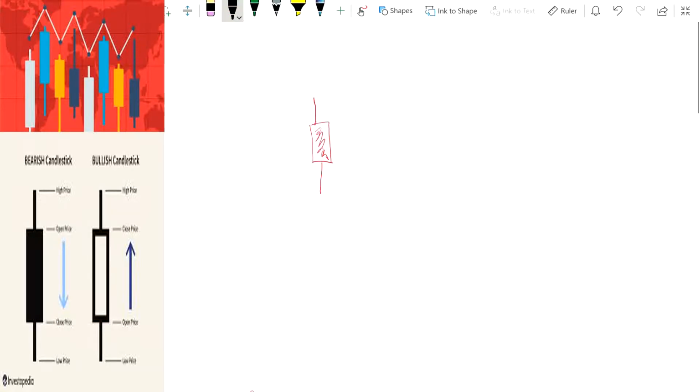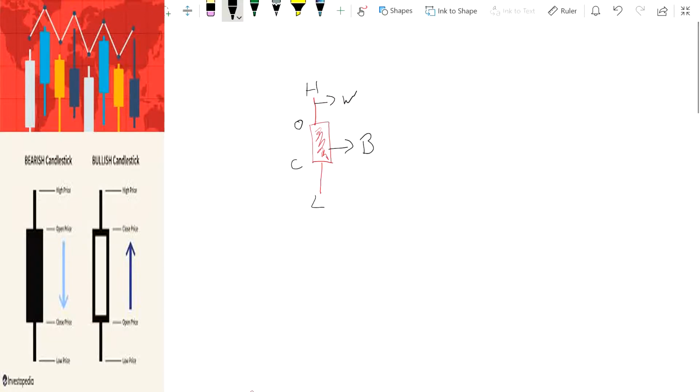Okay. In a candle, there are two main parts. One is the body of a candle, and this is the wick of a candle. Okay, what is body and what is wick? Like I said, there are 4 parameters in a candle: open, high, low, close.